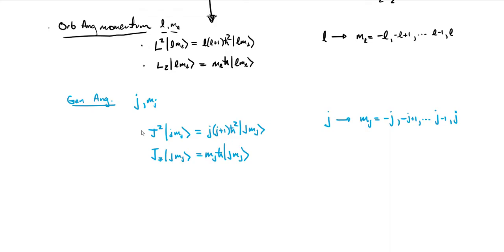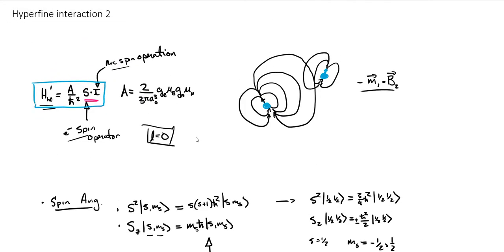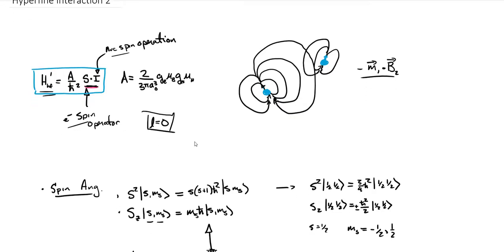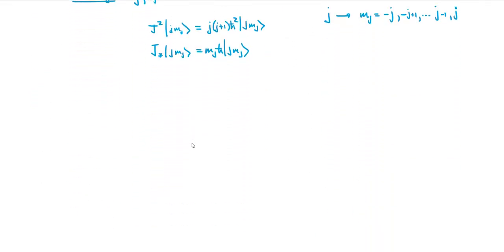And these are common things that we noticed, and we're going to build on this and start discussing how we can look at general angular momentum and how they can combine when we look at systems like this, where there are two types of angular momentum, one for the nuclear spin and one for the electron spin in the same system, that we have to worry about.